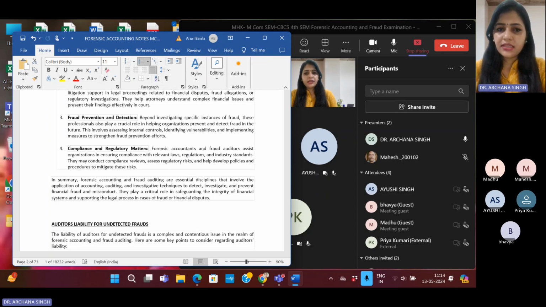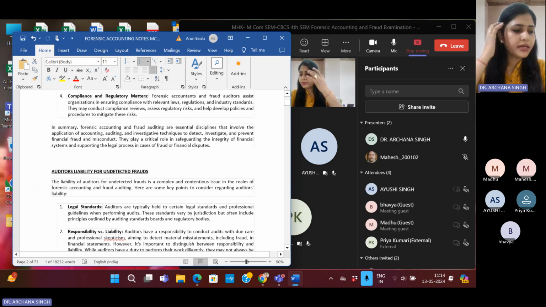In summary, we can say that forensic accounting and fraud auditing are the essential disciplines that involve application of accounting, auditing, and investigating techniques to detect, investigate and prevent these financial frauds and misconduct. So they play a very important, critical role in safeguarding the integrity of financial systems and supporting the legal process in case of fraud or financial disputes. Now the next topic regarding the unit: first one was meaning, nature, and scope that we have discussed.